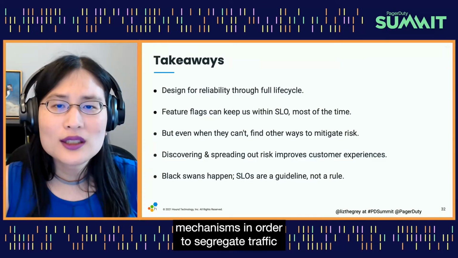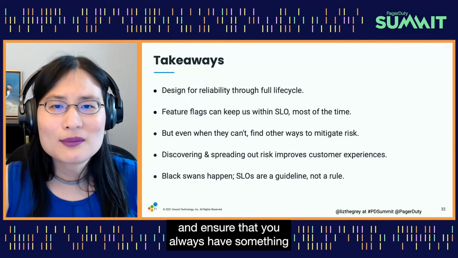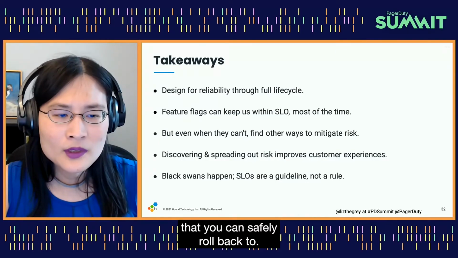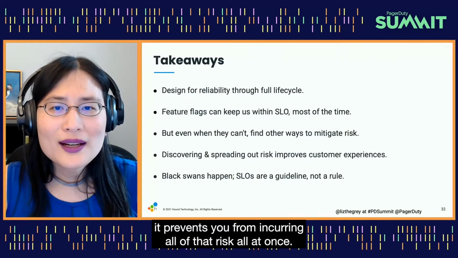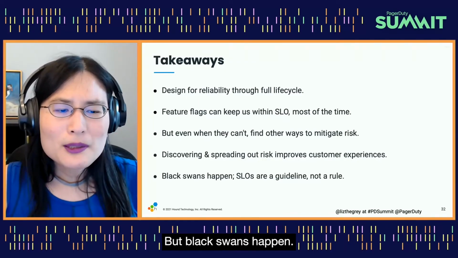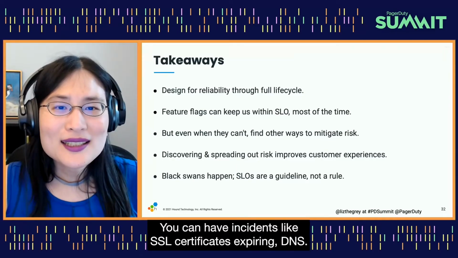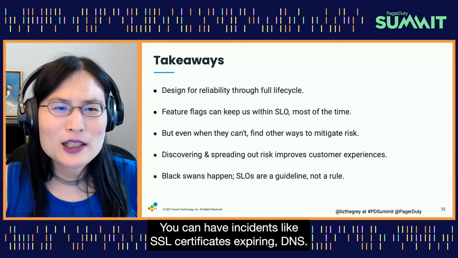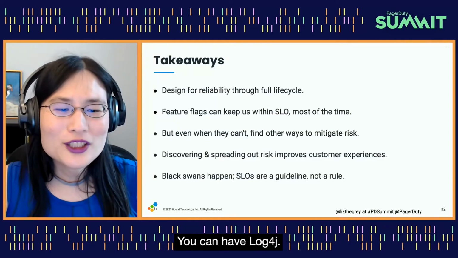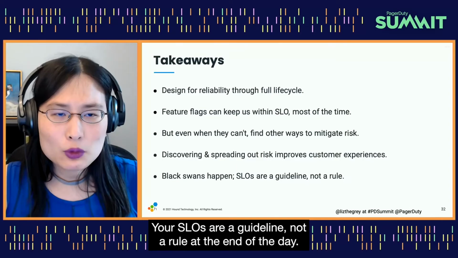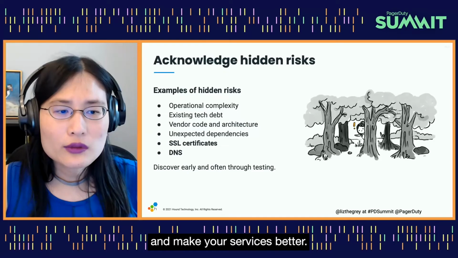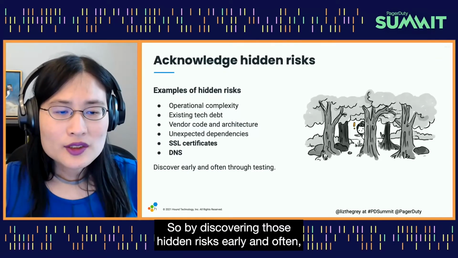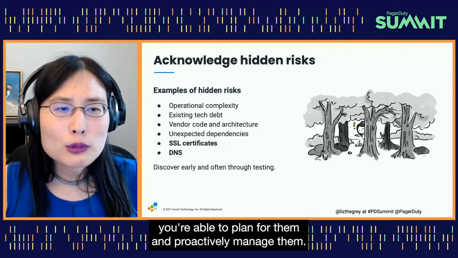in order to segregate traffic and ensure that you always have something that you can safely roll back to. When you discover and spread out risk early, it prevents you from incurring all of that risk all at once. But black swans happen. You can have incidents like SSL certificates expiring, DNS, you can have log4j. Your SLOs are a guideline, not a rule. At the end of the day, they're a tool for you to communicate about reliability and make your services better. So by discovering those hidden risks early and often, you're able to plan for them and proactively manage them.